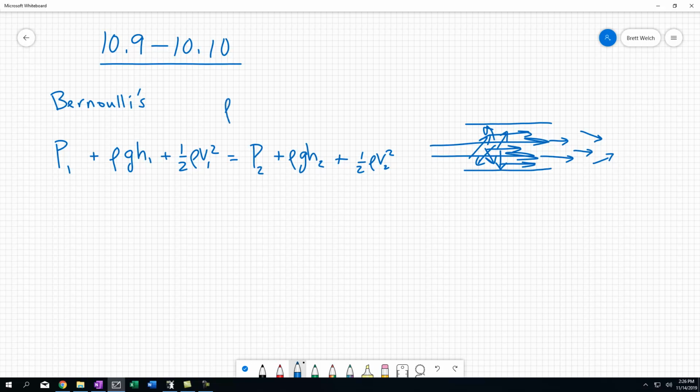So first off, rho is going to be the density of the fluid. And this can be applied to a lot of different things. We're going to talk about it basically in two principles. One is the idea of an airplane wing. That's not a very good airplane wing, but we'll call it good.